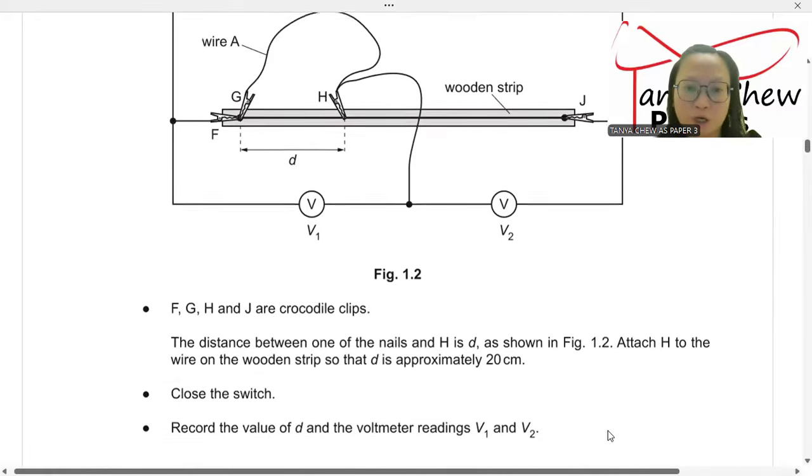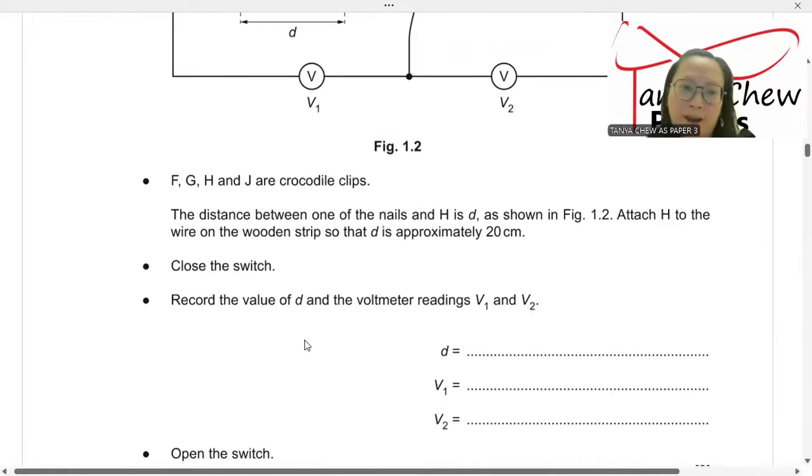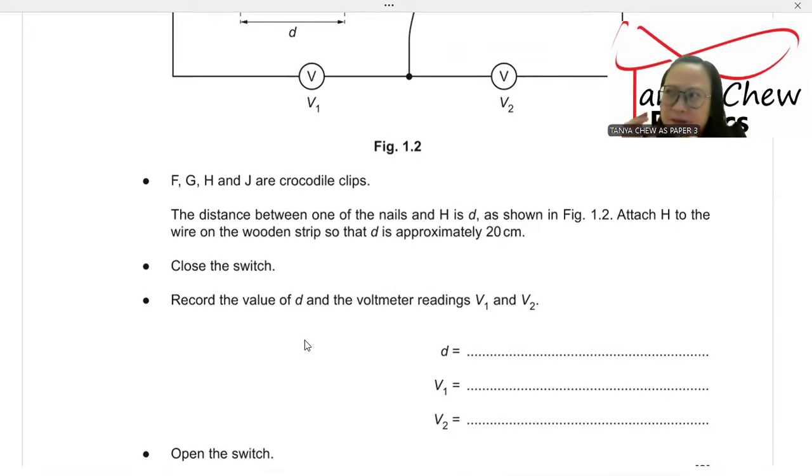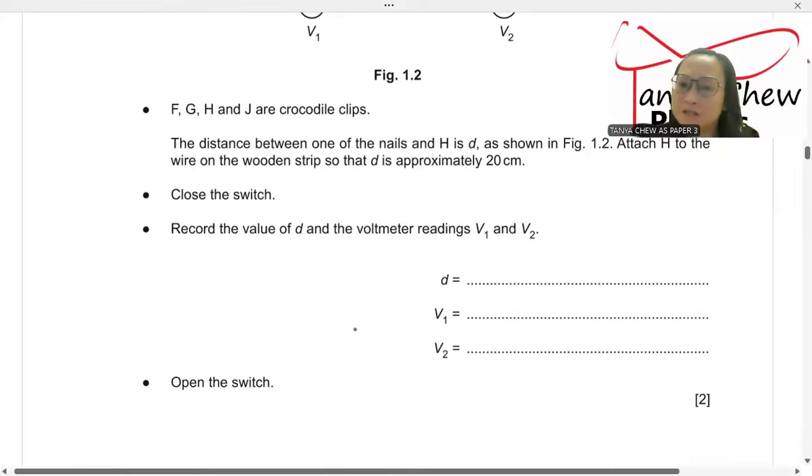F, G, H, and J are crocodile clips. The distance between one of the nails and H is D, as shown in Fig 1.2. Attach H to the wire on the wooden strip so that D is approximately 20 cm. They have already mentioned approximately, almost similar to 20 cm. Close the switch and record the value of D. Approximately means it can be a little bit more or a little bit less than 20 cm, but not too much more and not too little as compared to 20 cm. So I measured just nice 20 cm, but remember, what is D?